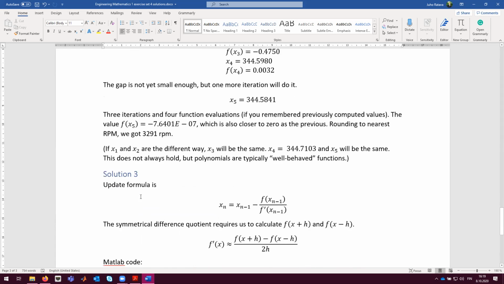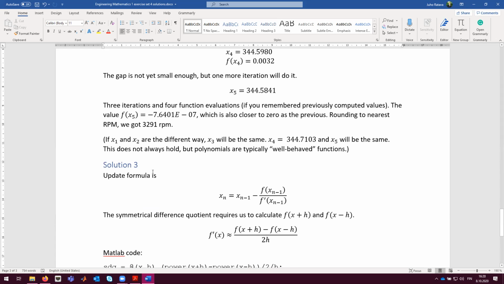Okay, and then when we consider Newton's method, yeah? Would rounding down instead of up cost avoiding this? No.